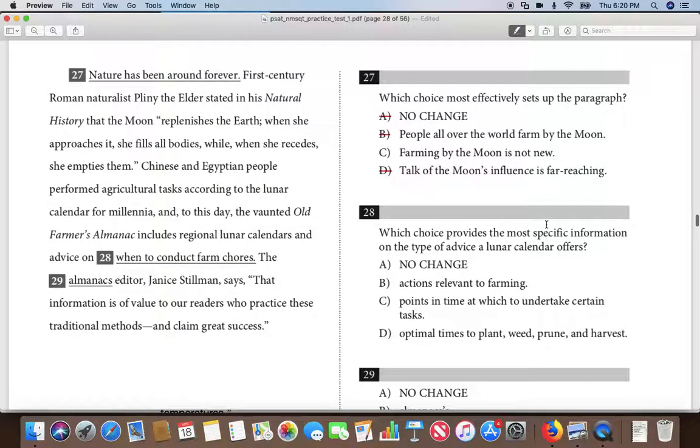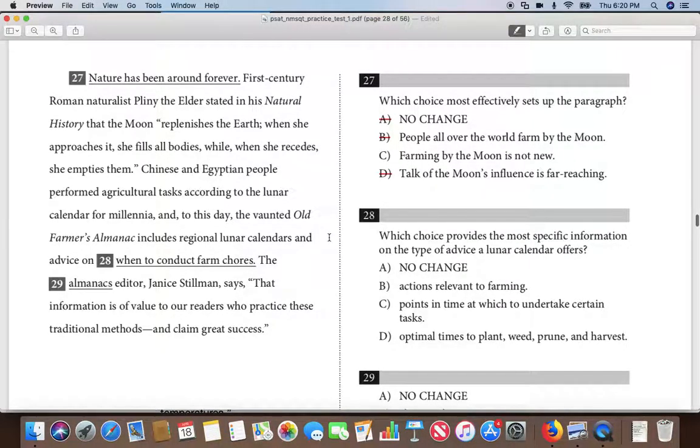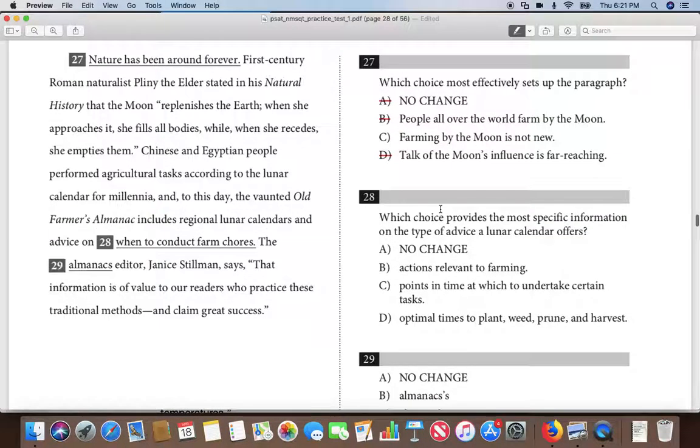All right. Let's do Blaze. Great job there, Carolyn, breaking that down. Thank you. Blaze, go ahead and read. We need to do 28. So take it from Chinese and Egyptian people, please. Chinese and Egyptian people performed agricultural tasks according to the lunar calendar for millennia. And to this day, the vaunted Old Farmer's Almanac includes regional lunar calendars and advice on when to conduct farm chores. All right. Read 28 for me, please.